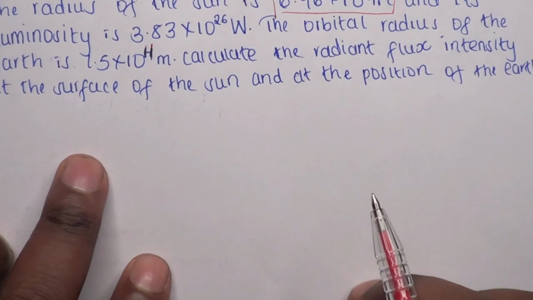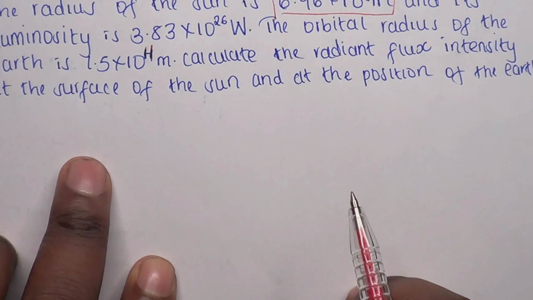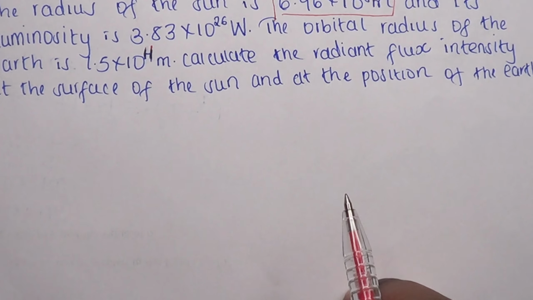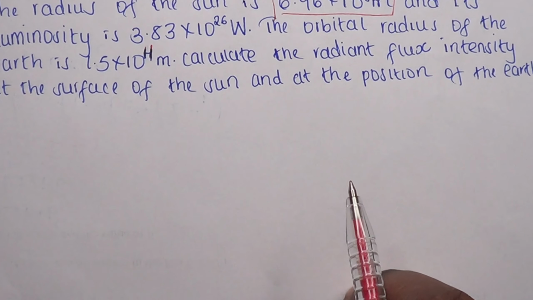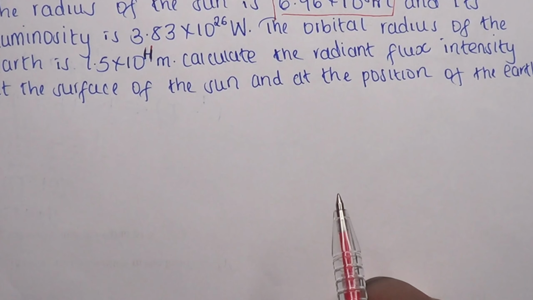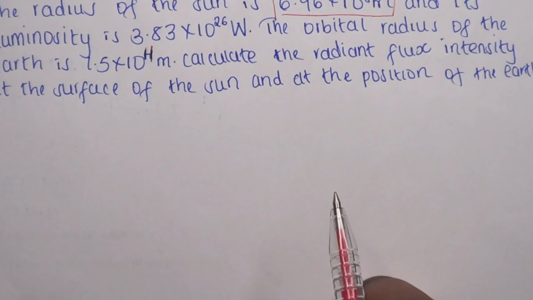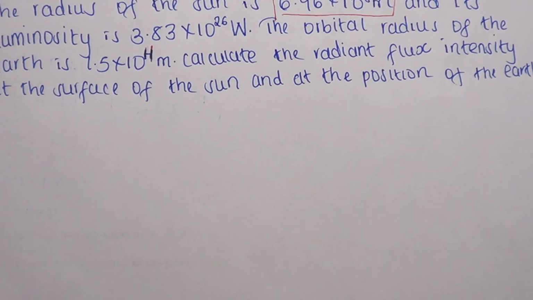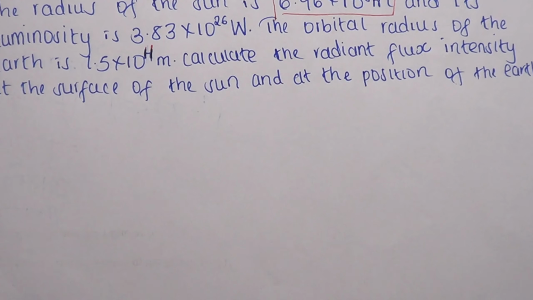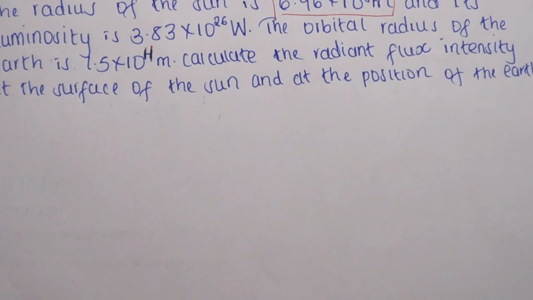Calculate the radiant flux intensity at the surface of the sun and the position of the earth. So this question here, usually it is in A levels and advanced level. So we need to look at how can we calculate the luminosity. How can we calculate the radiant flux of the surface of the sun? So the first thing we need to do here, we need to calculate the radiant intensity at the sun's surface.